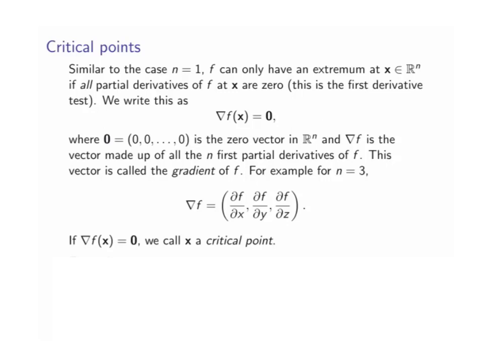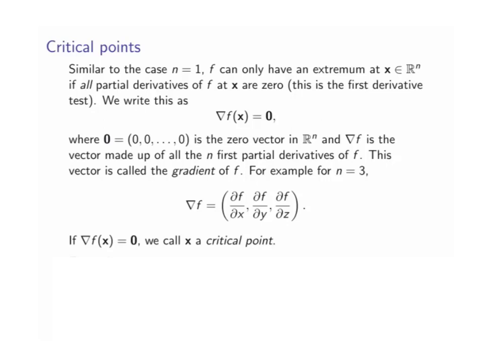For example, if the function contains three input variables x, y, and z, we have a total of three first-order partial derivatives, namely f sub x, f sub y, and f sub z. The gradient of f in this case will be a vector in R3, namely f sub x i plus f sub y j plus f sub z k.